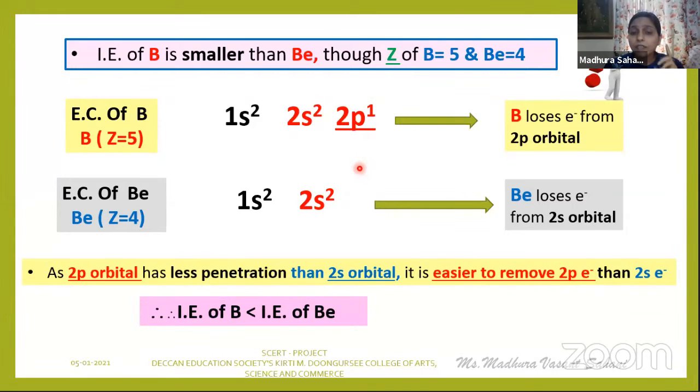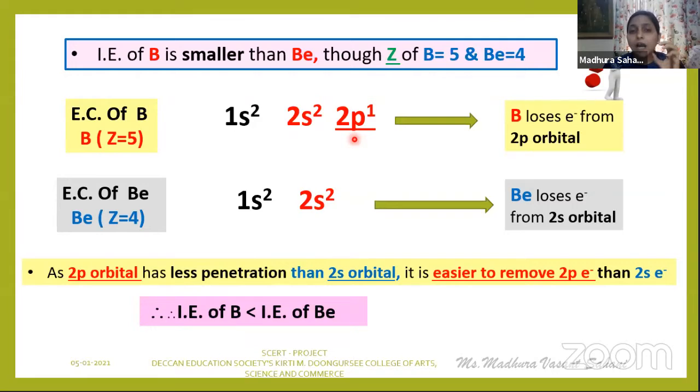Now, you may wonder, there is a question in your mind, what do you mean by this part? This 2p orbital has less penetration than the 2s orbital. See, this is because if you compare the 2s and 2p orbitals towards the nucleus, you will come to know that the 2s orbital is closer to the nucleus, but the 2p orbital is a little far from the nucleus.